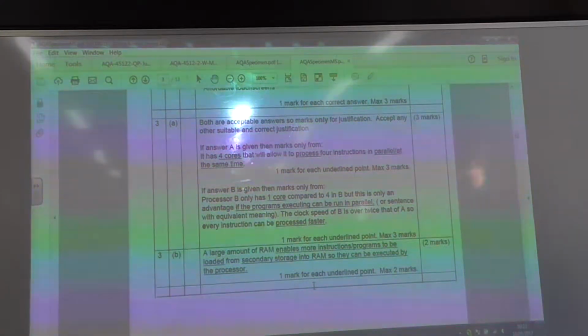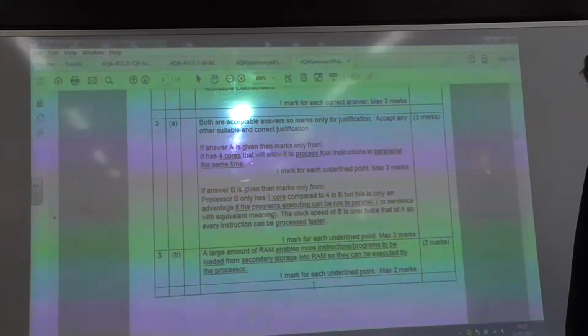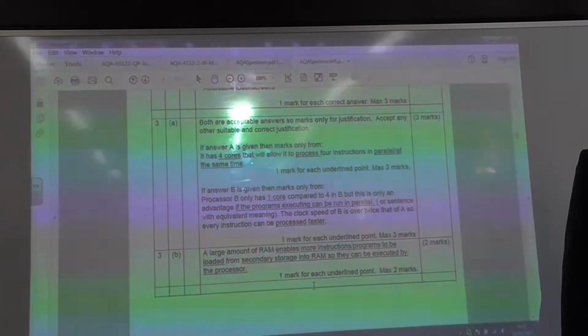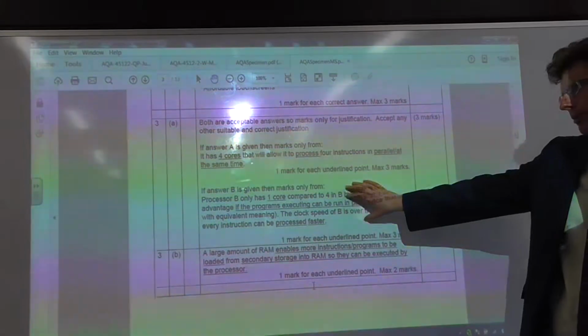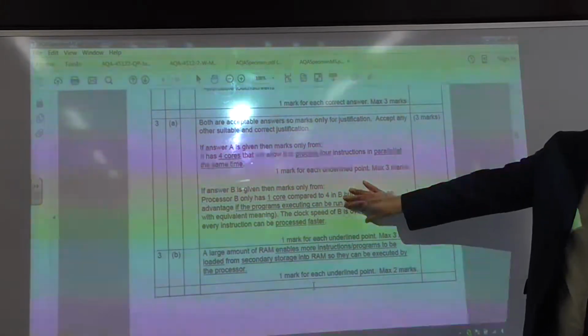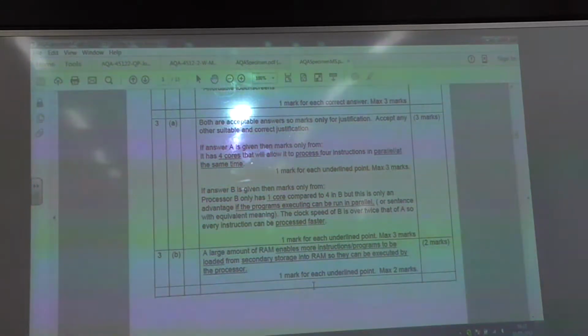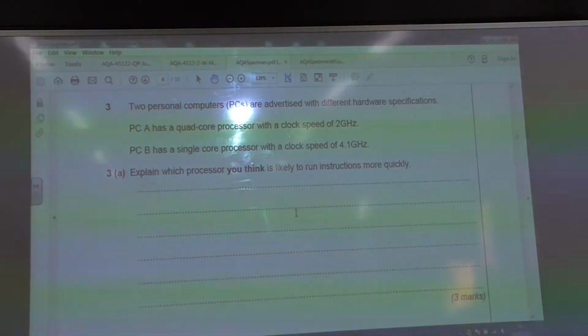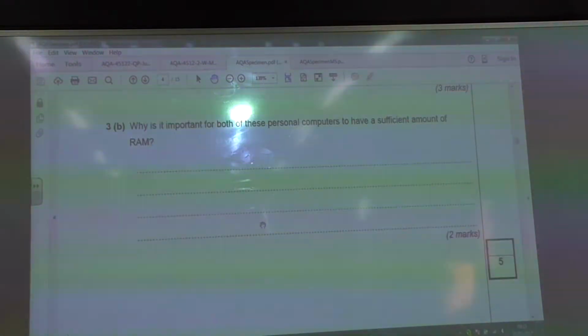Yeah. The clock speed of B is over twice that of A, so every instruction can be processed faster. Nobody put that, but technically it is true. You can only run multiple cores at once if the program allows you to, which most programs probably would these days, which is why you make the assumption. Right, this was a poor question from us as well.